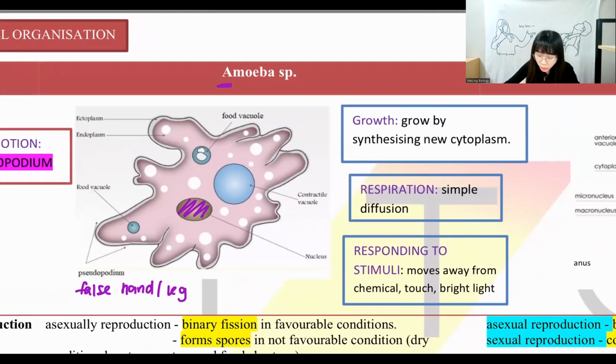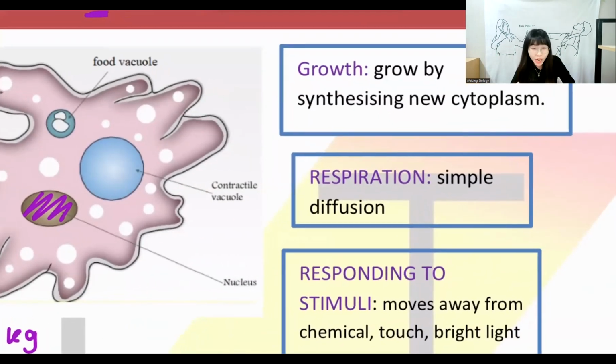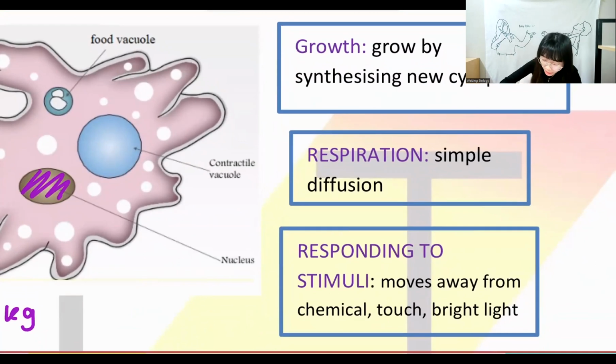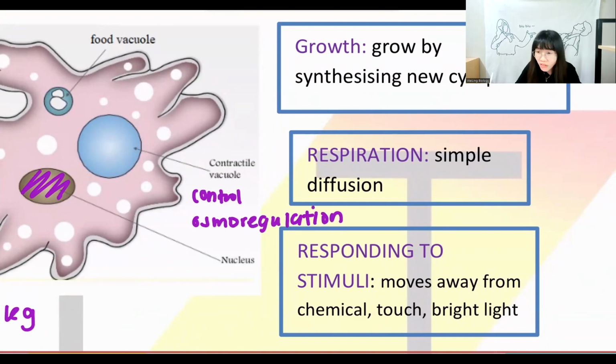Next, we have 2 round shapes over here. These 2 shapes are actually the vacuole, but they are different vacuoles. Can you see this is empty inside? When they are empty inside, it is known as contractile vacuole. Contractile vacuole is very similar to the human urinary bladder. It's like a bladder. When your bladder is full, you have to pee. It's the same idea. Contractile vacuole function is to control osmotic regulation. You can write it over here. Osmotic regulation referring to water balance in cell.